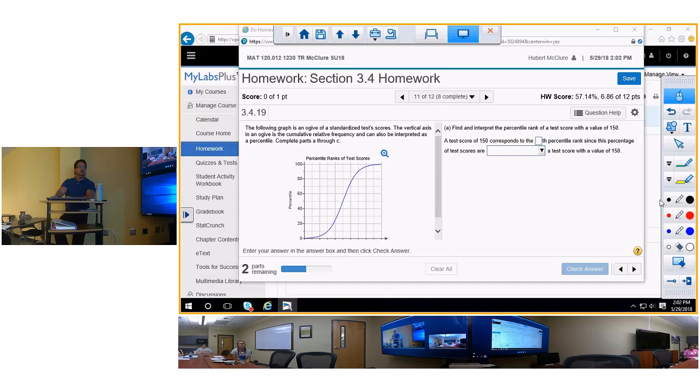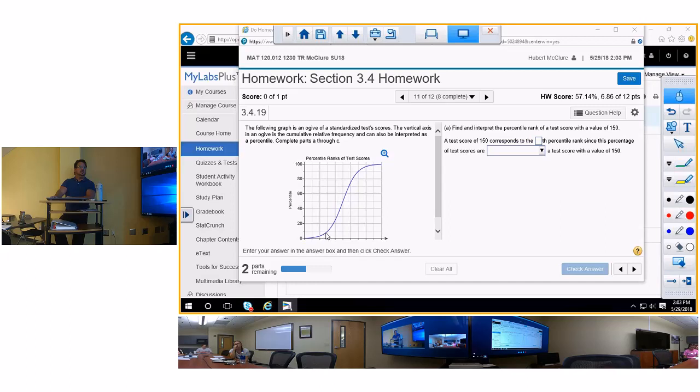The following graph is an ogive of a standardized test score. The vertical axis in the ogive is the cumulative relative frequency. Cumulative relative frequency means a percentage, and can also be interpreted as a percentile. Complete parts A through C. Find and interpret the percentile rank of a test score of 150.